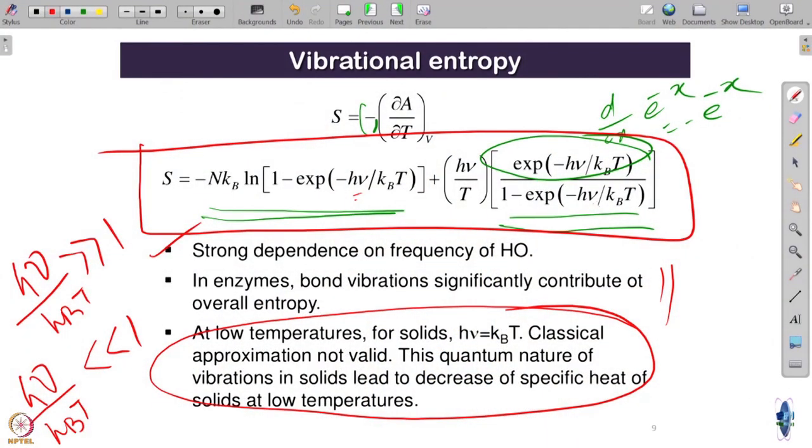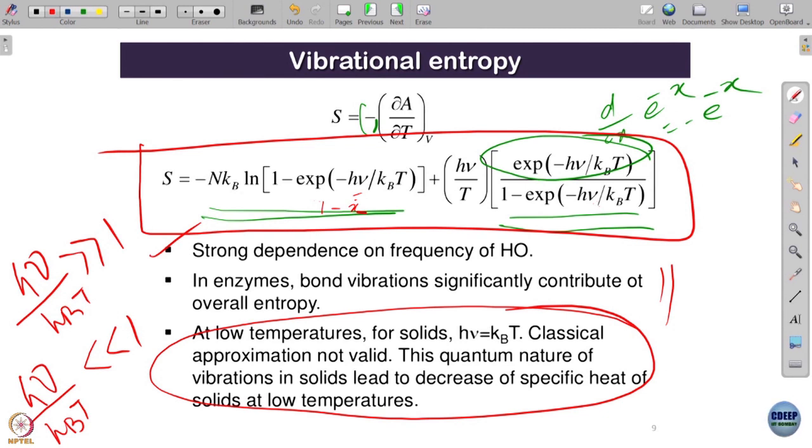Now, when h nu by kBT is small, I can expand e to the power minus x, and that I can write as 1 minus x. This 1 cancels this 1, and this becomes plus x. So I have n kB h nu by kBT, and kB gets cancelled. I have h nu by t sitting here, which I have done before. My h nu by t comes in front.